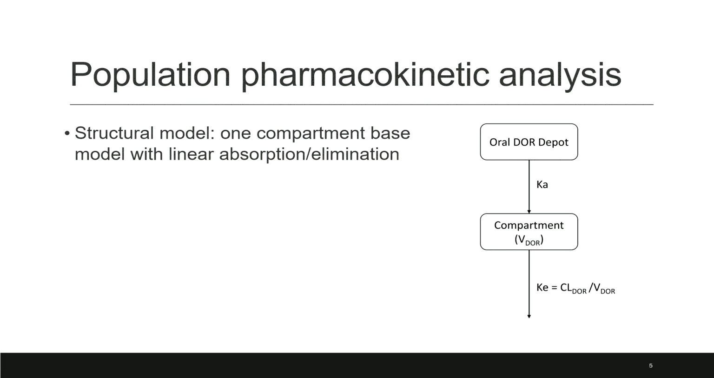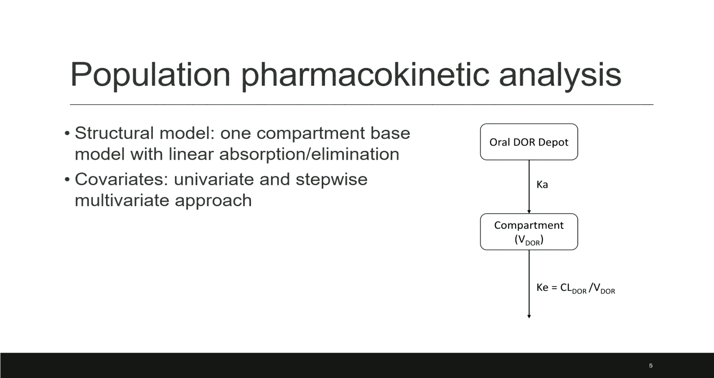First, we started by identifying a structural model. We did a stepwise procedure where we analyzed different types of models, and in the end, we ended up with a one-compartment model with linear absorption and elimination, which is a very standard pharmacokinetic model represented here. So doravirine is absorbed into a compartment and then eliminated linearly.